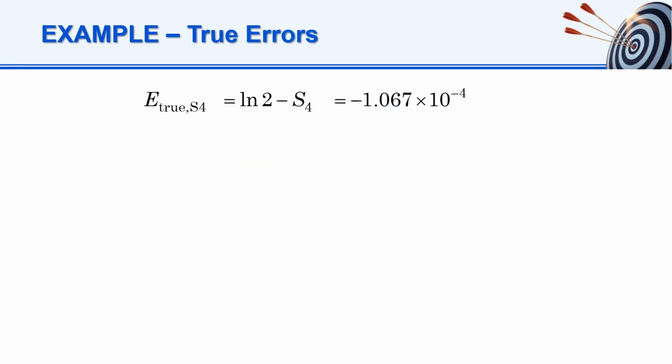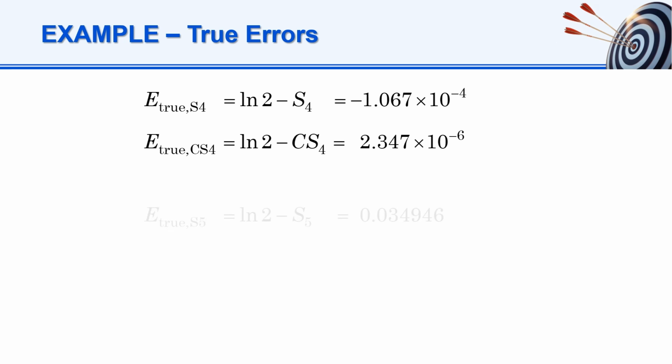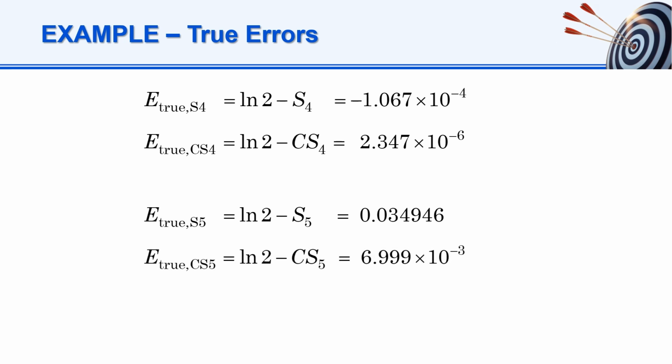Comparing the numerical estimates, we find that the true error of the estimate with 4-panel Simpson's rule, S4, is minus 1.067 times 10 to the minus 4. The true error of the Simpson's rule with end correction, CS4, becomes 2.347 times 10 to the minus 6, about 50 times smaller. The 5-panel Simpson's rule with and without the end correction, S5 and CS5, yield much larger errors. It is not surprising to see that these formulas led to larger errors, as they were not intended for an odd number of panels.